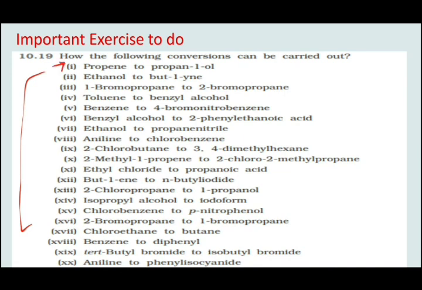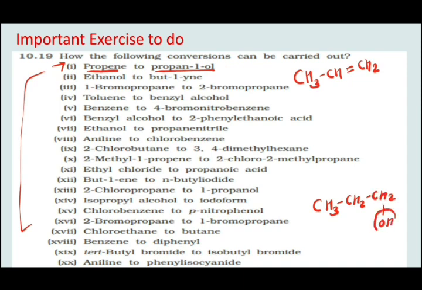See here, first conversion is asked from propene to propane 1-ol. So first of all we will draw their structures. Propene is CH3 CH double bond CH2, and propane 1-ol is CH3 CH2 CH2 OH. So we have to prepare this from this. Now how can we prepare? We can introduce OH group by SN reaction on haloalkane, and we can create a halo group here by anti-Markovnikov addition of HX.